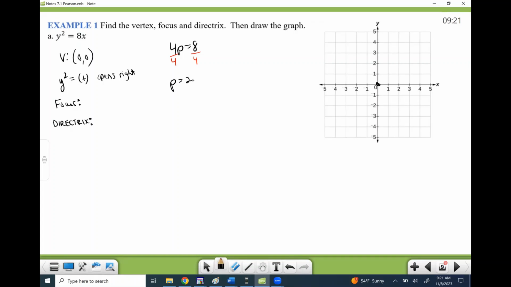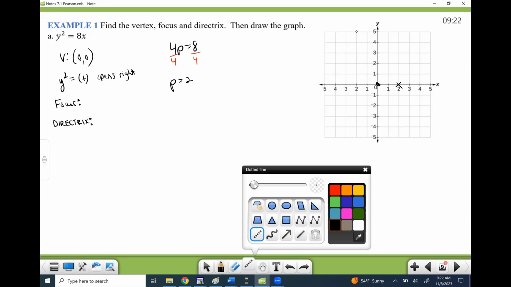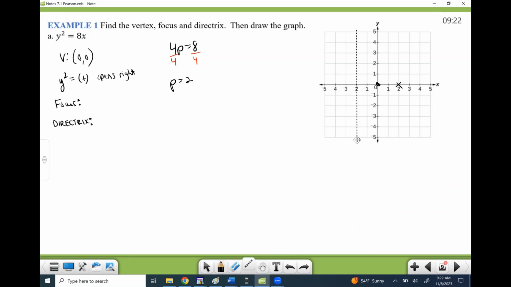That's how far away you're going to go in each direction from the vertex. Now, keep in mind, we open right. So I'm going to go 2 spaces this way, and this is going to be where the focus is. I know it's the focus because we said it faces right, and so the focus will always be inside the parabola, okay? And then I'm going to go 2 spaces the other way, and that's going to get me my directrix. All right, so what I'm going to do here is I'm going to go ahead and put p equals 2.